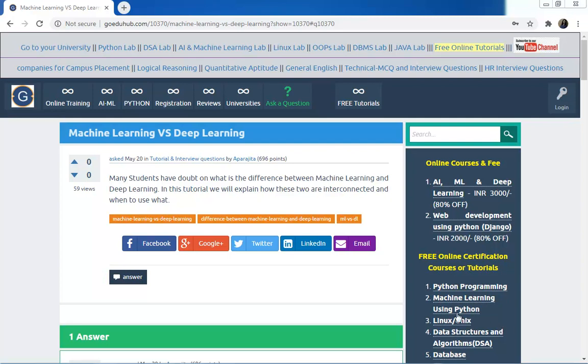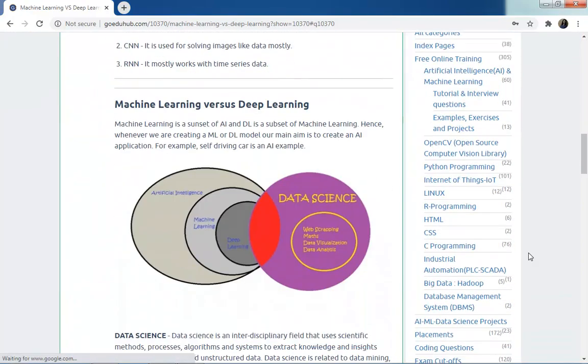First of all, you can see this Venn diagram, and I'll also explain about data science. These terminologies you can see in this Venn diagram. Artificial intelligence is a broader domain, machine learning is a subset of artificial intelligence, and deep learning is a subset of machine learning.